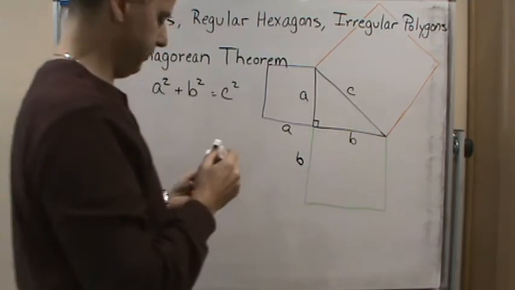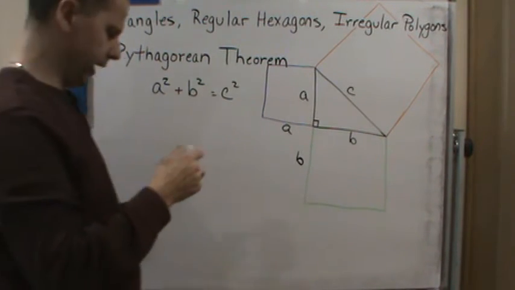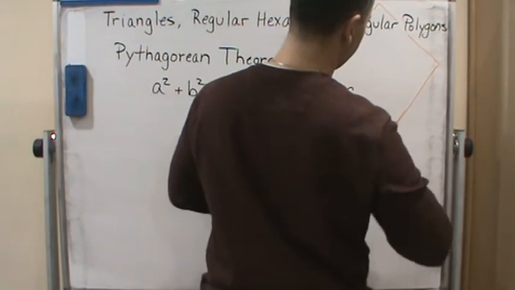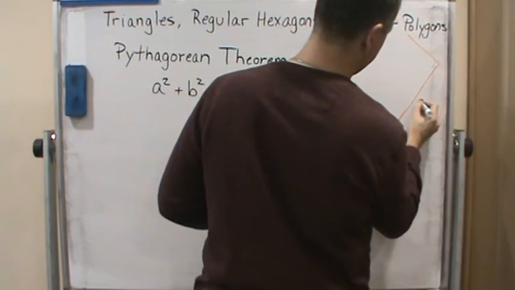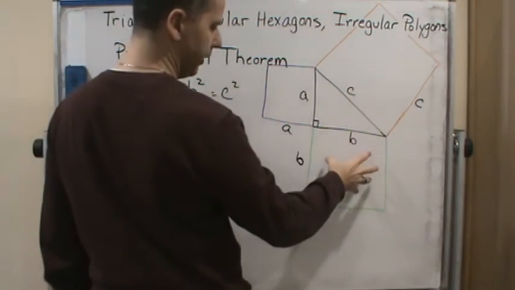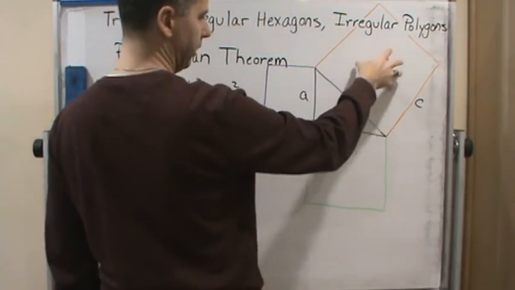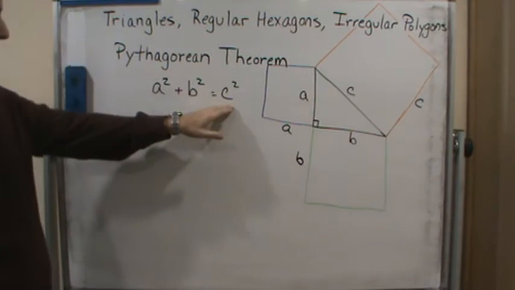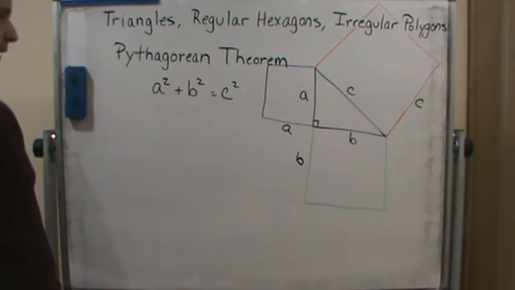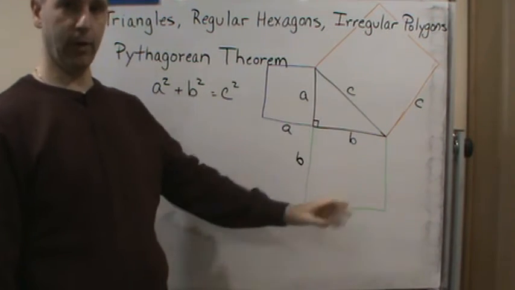Okay, something like that. And so again, we have that. So what he found was that for any right triangle, the area of this square plus the area of this square will add up to the area of this square, which translates into this formula, which is what we call the Pythagorean identity. Okay? And this is based on the Pythagorean Theorem.